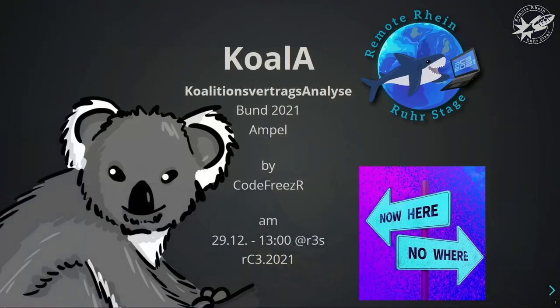Hello and welcome everyone. In the following 30 minutes, I would like to tell the story of Koala Kid and myself, how we used quantitative text analysis and explorative reading at this time applied to the coalition agreement of the new German government, which we call CA in the following. My name is CodeFreezR. Let's go.